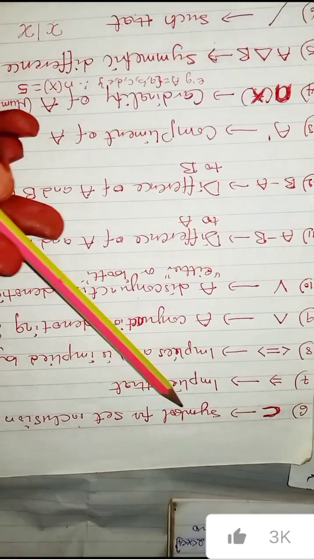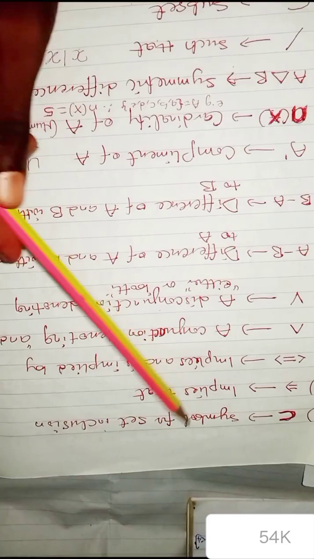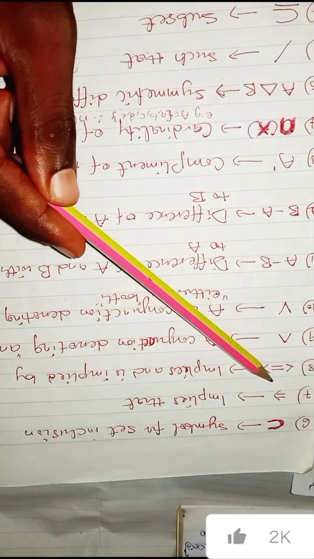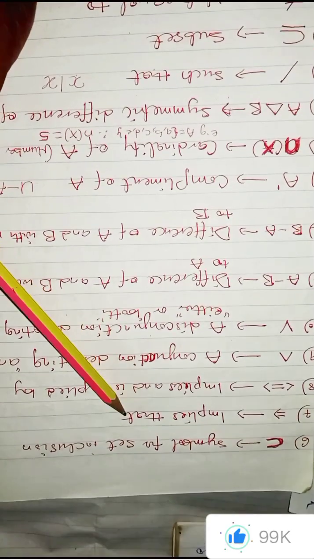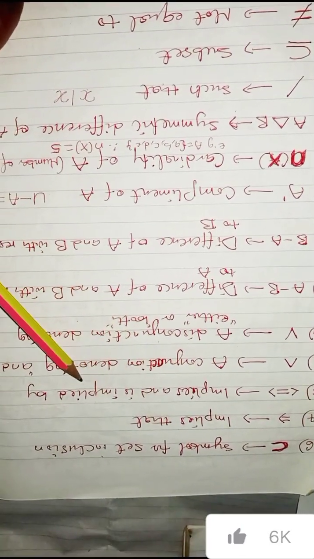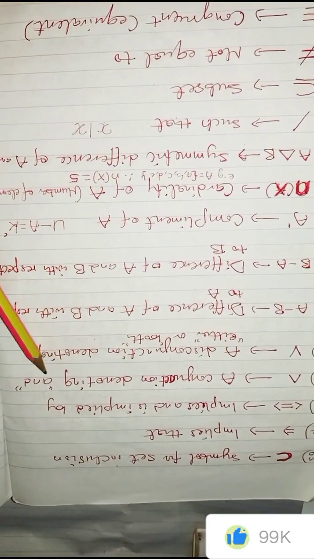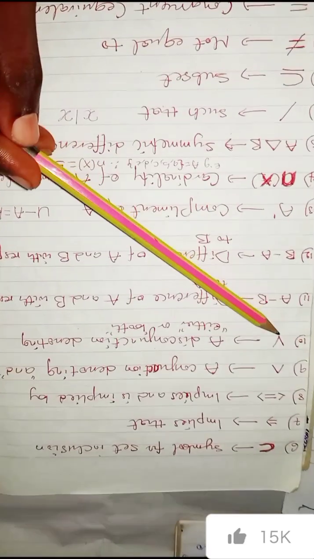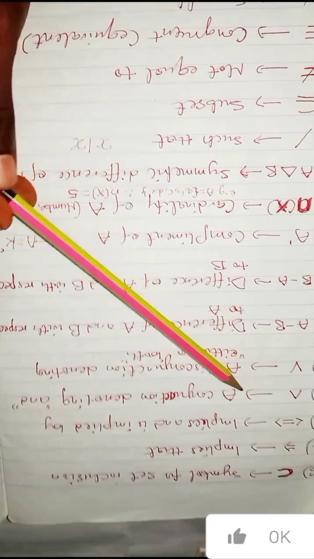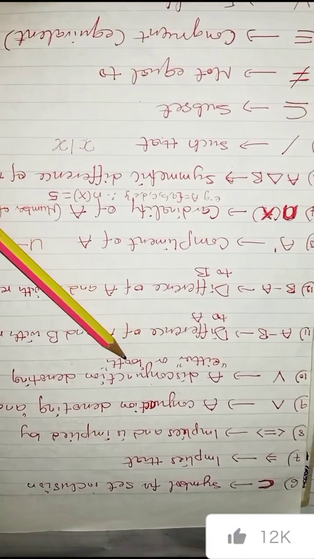So if you look carefully, the next symbol is set inclusion. Then we have this other symbol, imply, which means implies that. The next symbol is implies and is implied by. We have another symbol, a conjunction, denoting and. Then we have another one turned upside down like V, a disjunction. Take note, the one turning up is conjunction, while this one is a disjunction, denoting either or both.